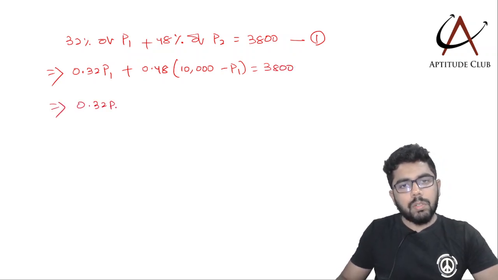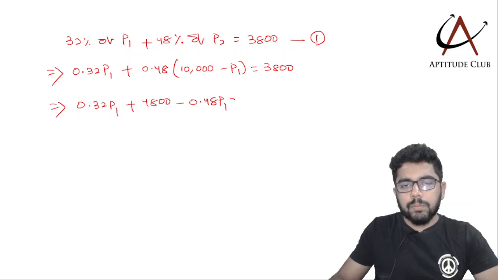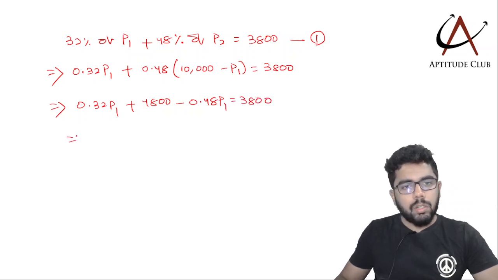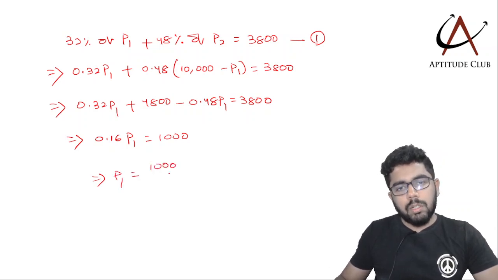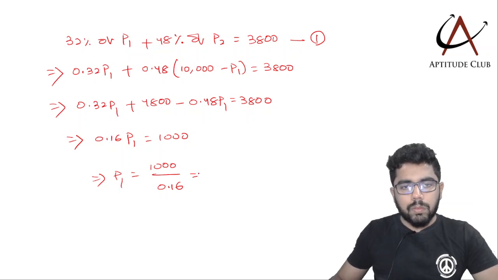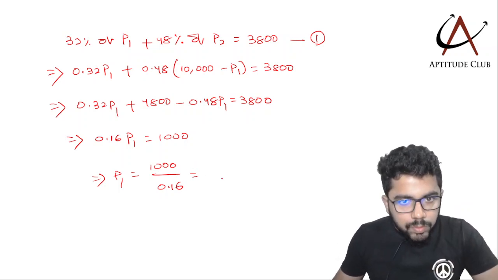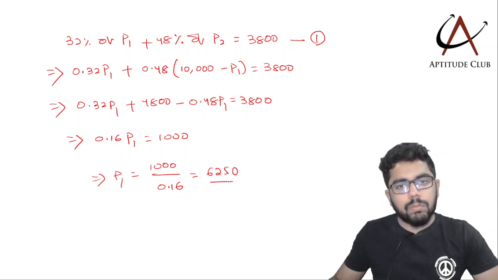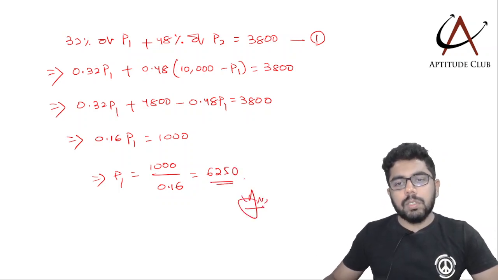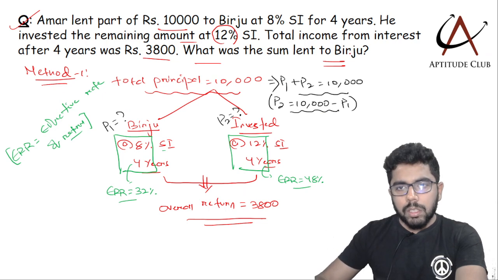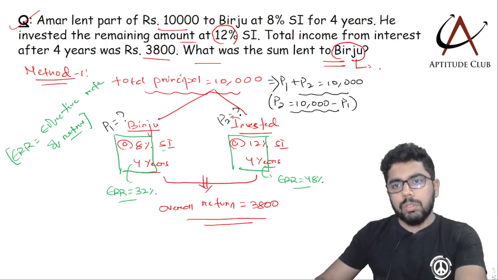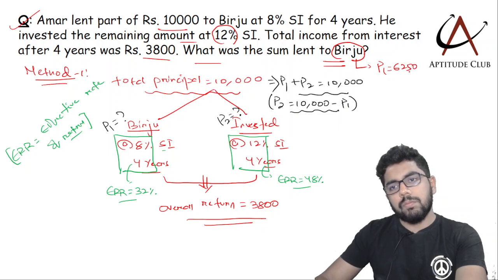So 0.32 P1 plus 4,800 minus 0.48 P1 is equal to 3,800, or I will get 0.16 P1 is equal to 1000, or P1 is equal to 1000 divided by 0.16, which is 6250, and this is my answer, because I was supposed to calculate what is P1, how much did he lend to Birju. So P1 I got as 6250.